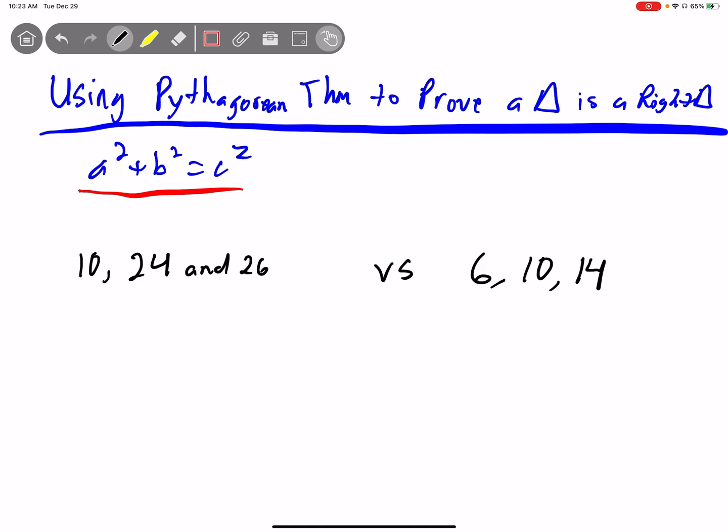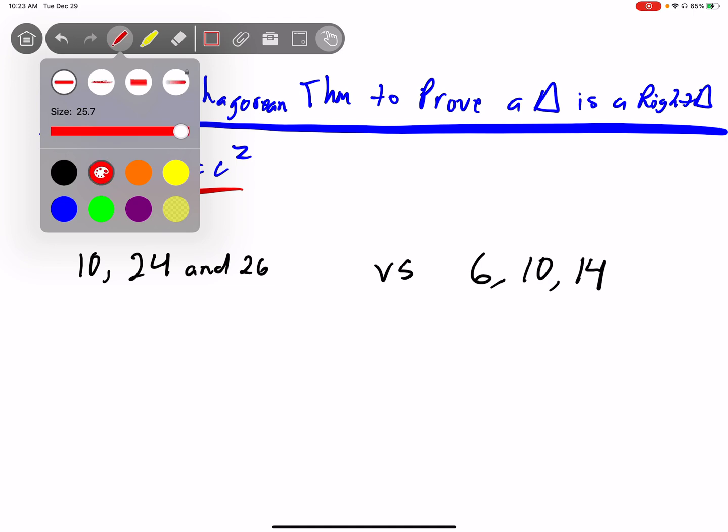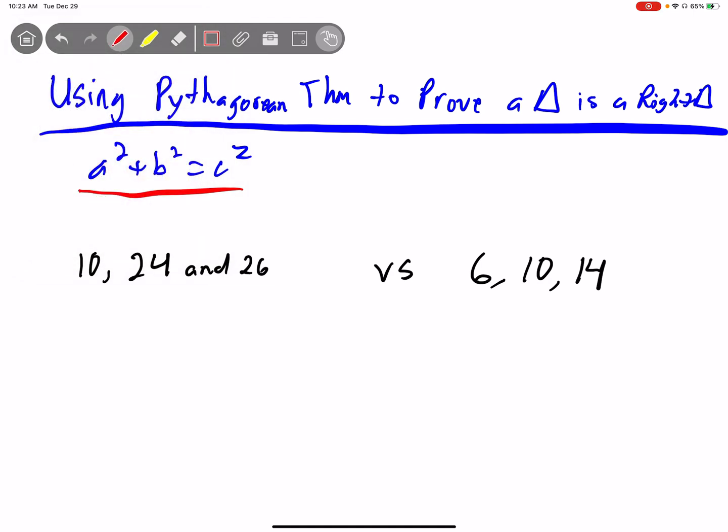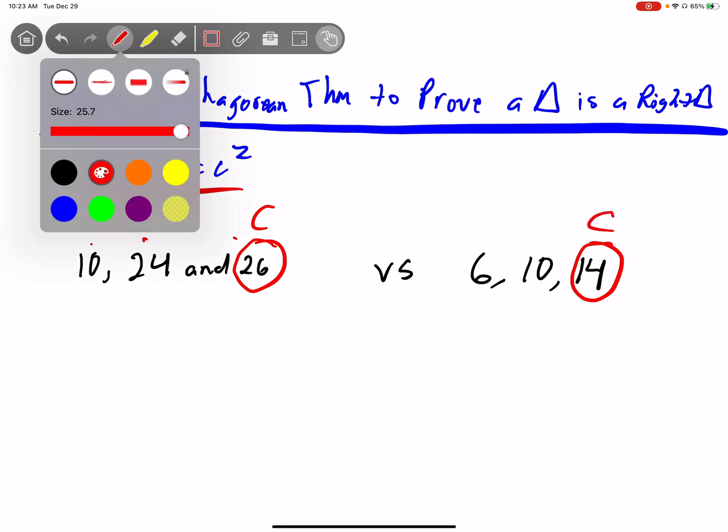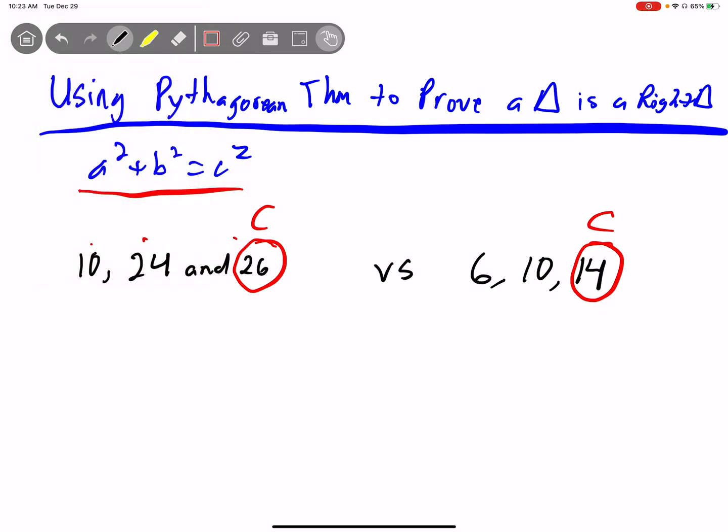So the first thing I need to identify, because again, my sides might not be in order, it might not be as easy as A, B, and C. In this case, it is. This is my largest side, so I'm labeling this C so I don't forget. In terms of the other two, it doesn't matter which one's A or B. So I'm going to do 10 squared plus 24 squared equals 26 squared.